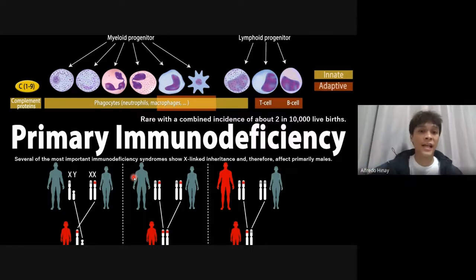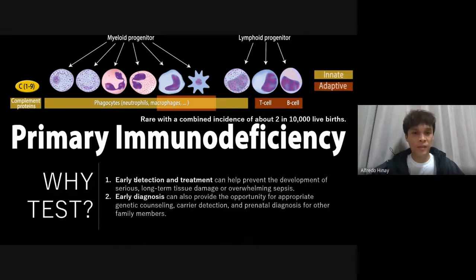Okay? And then rare with a combined incidence of about 2 in 10,000 live births. Okay, so kukonti lang naman yung affected. However, the immunodeficiency can lead to death if not managed. So why do we need to test? Okay, this is the main question, class. Why do we need to test if the patient is having this type of immunodeficiency condition?